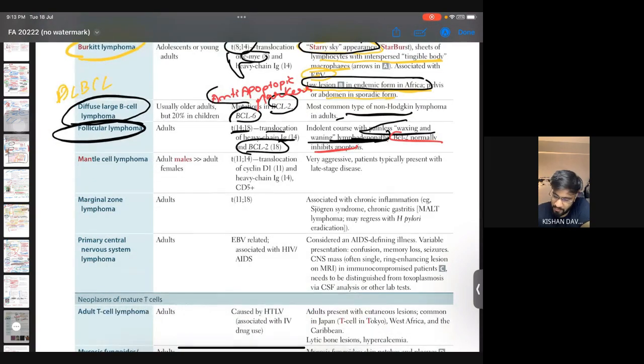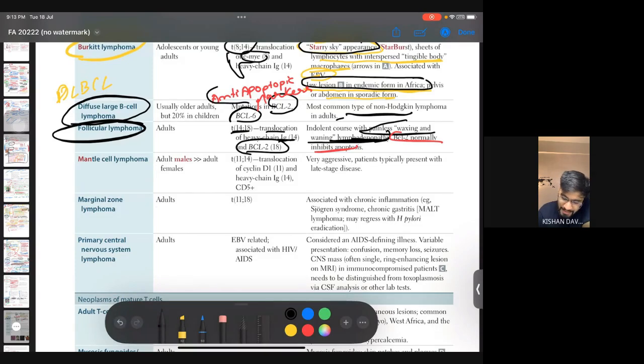Moving ahead, we have mantle cell lymphoma, 11;14. Cyclin D1 is 11, 14 is the heavy IgH chain. Very aggressive; patients typically present with late stage disease. Just write this down.